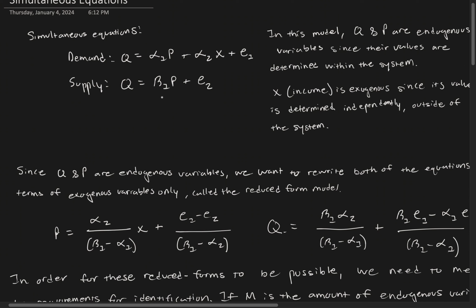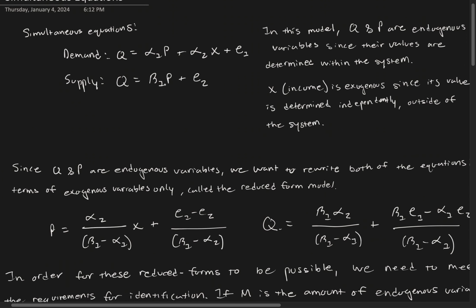Now in this case, the Q and P variables are considered endogenous variables because their values are determined within the system. Whereas X, we can say it's income. Well, not whatever, because if we say it's income, it will be determined outside of the system, or it is independent.